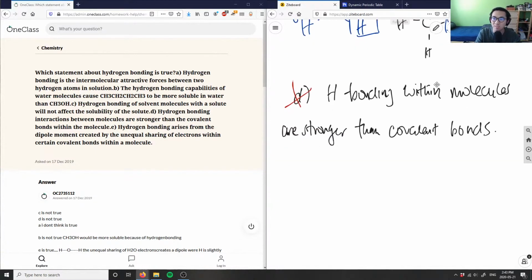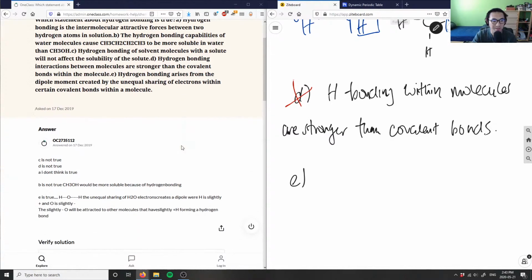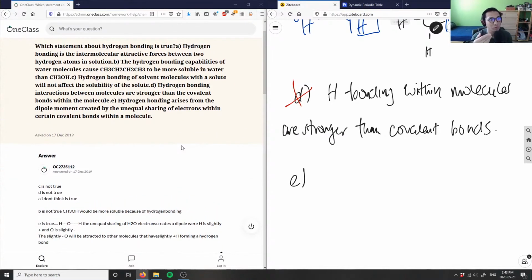Okay, which makes E have to be true, right? Because I had 4 false statements. It says here, hydrogen bonding arises from the dipole moment created by the unequal sharing of electrons within certain covalent bonds within a molecule. So this is true, but it's not as specific as I want it to be.